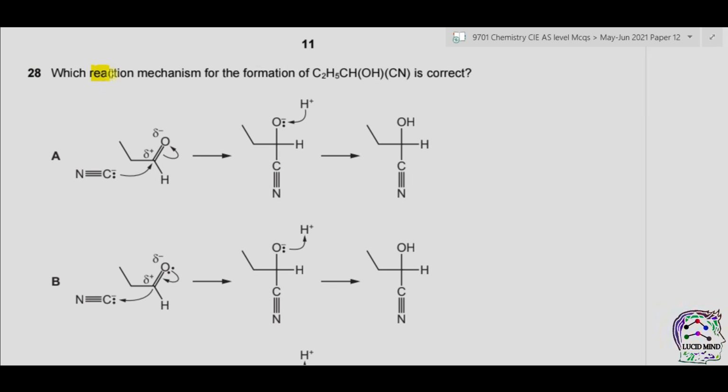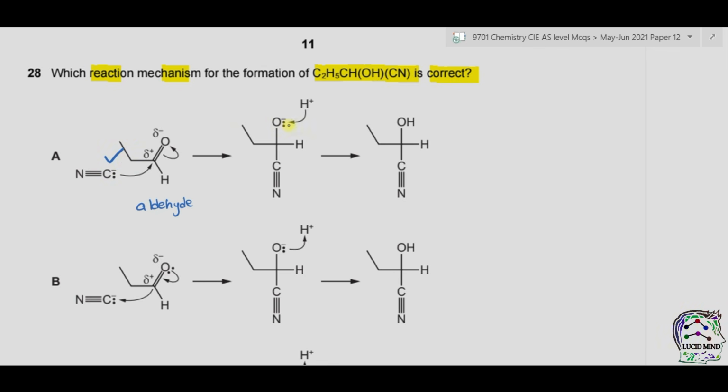Question 28. Which reaction mechanism for the formation of C2H5CHOHCN is correct? On the reactant side we have aldehyde, again we have aldehyde in part B. This carbon attacks the partial positive carbon atom of the carbonyl group. This electron is removed and it moves towards oxygen. Then oxygen becomes negatively charged. This one is true.